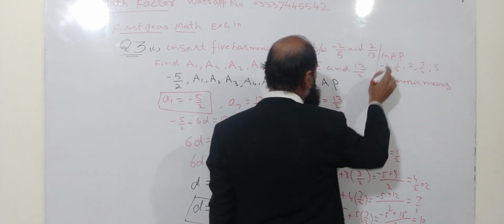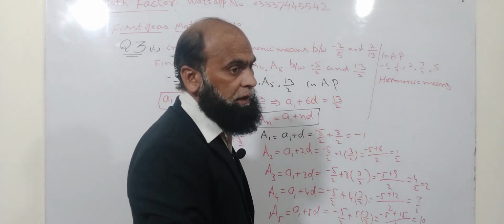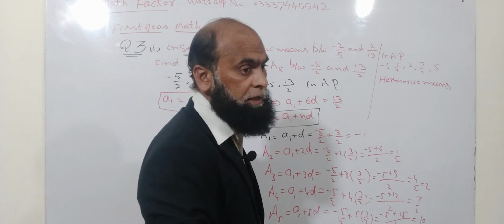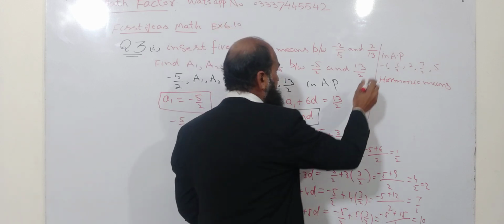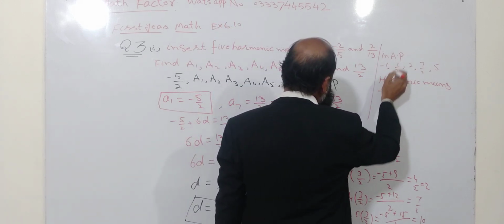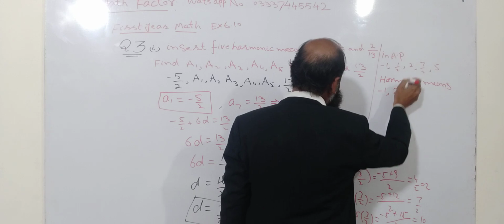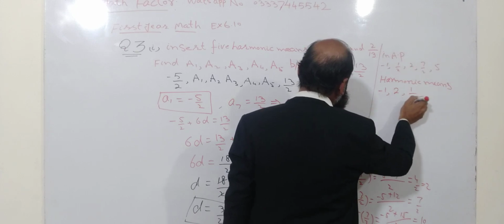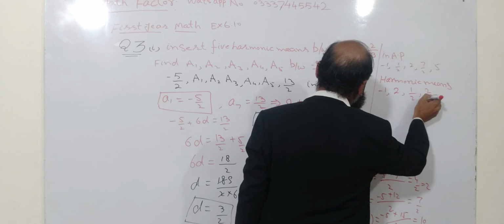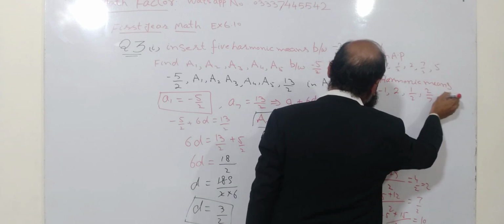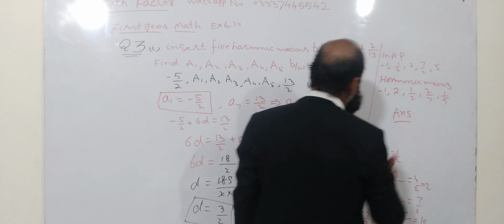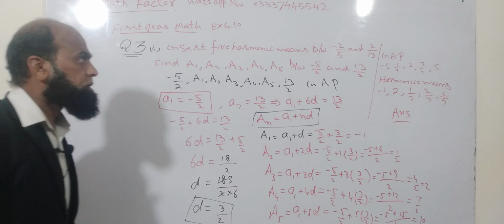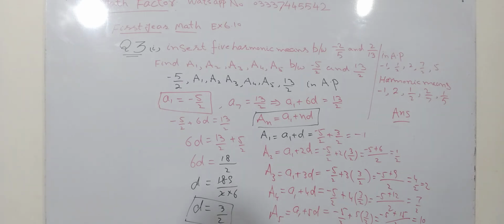Our harmonic means will be their reciprocals. We write here reciprocal, we can also name them H1, H2, H3, H4. Now the reciprocal of minus 1 is minus 1, the reciprocal of 1 by 2 is 2, next the reciprocal of 2 is 1 by 2, next the reciprocal is 2 by 7, and the reciprocal of 5 is 1 by 5. These are 5 harmonic means between given two numbers minus 2 by 5 and 2 by 13. It's okay.